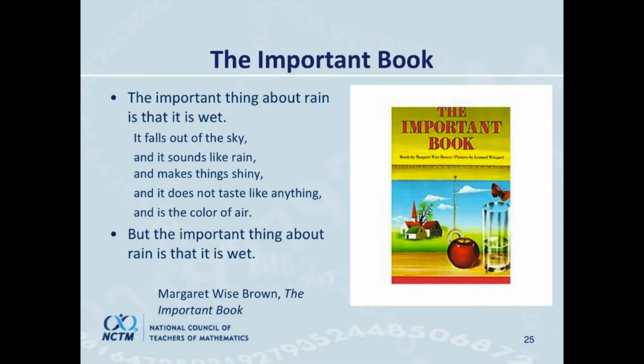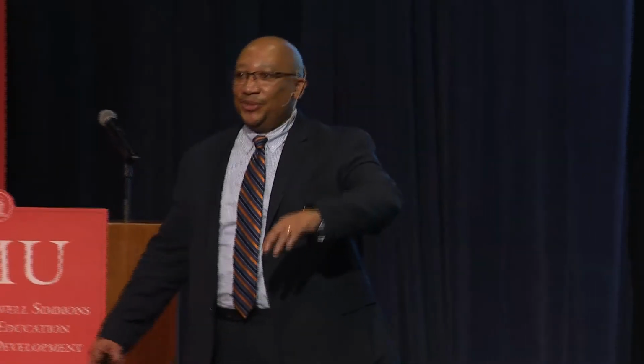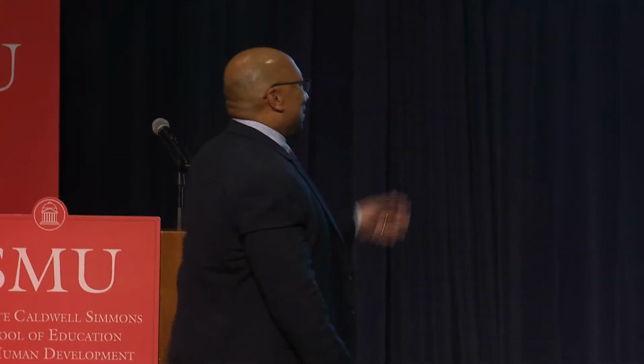So I want to leave you with one of my favorite books. I'm a father. How many of you are familiar with this book, The Important Book? How many of you have read Goodnight Moon, Goodnight Cows Jumping Over the Moon, Goodnight Stars? All right, so the same author here, Margaret Wise Brown, wrote this book. And I borrowed a page from the book. The important thing about rain is that it's wet. It falls out of the sky, it sounds like rain, it makes things shiny, and it does not taste like anything, and it's the color of air. But the important thing about rain is that it's wet.